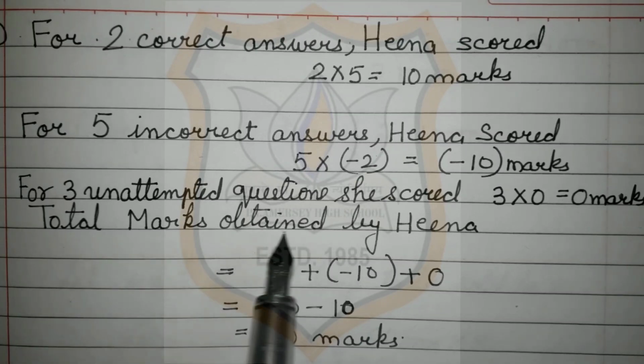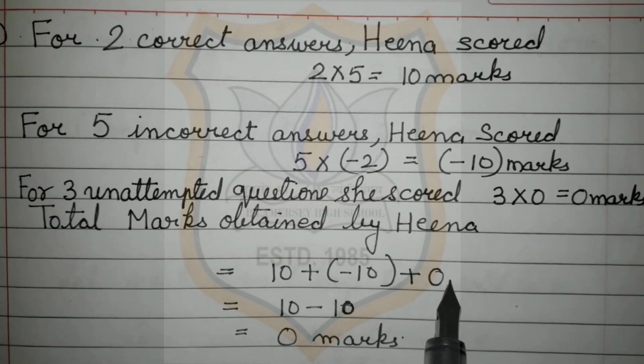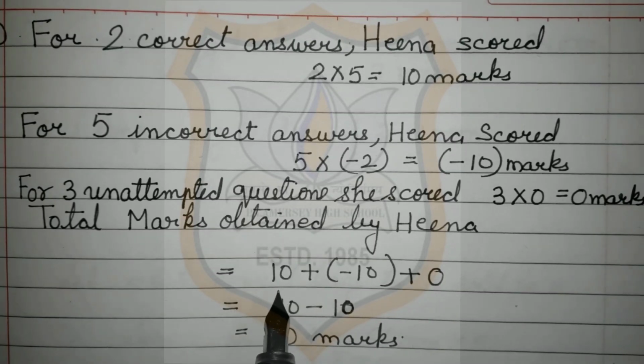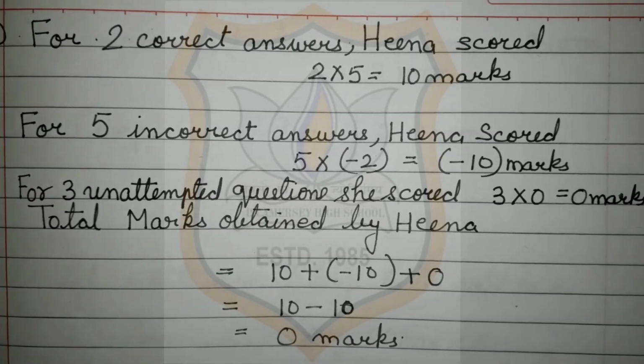Now we have to calculate total marks obtained by Hina. Total marks obtained by Hina is equal to 10 plus minus 10 plus 0. These 10 marks are for correct answers, these minus 10 marks are for incorrect answers, and this 0 marks is for unattempted questions. Now, plus minus minus, so you will subtract 10 minus 10. Answer is 0. So, we can say that Hina gets 0 marks in her test.